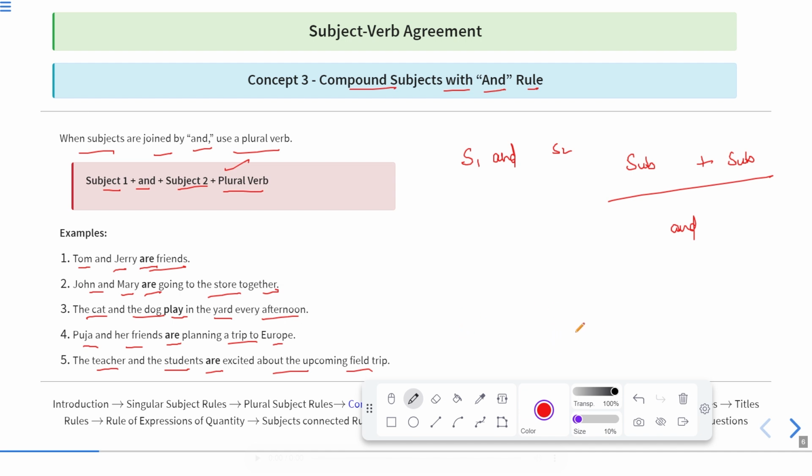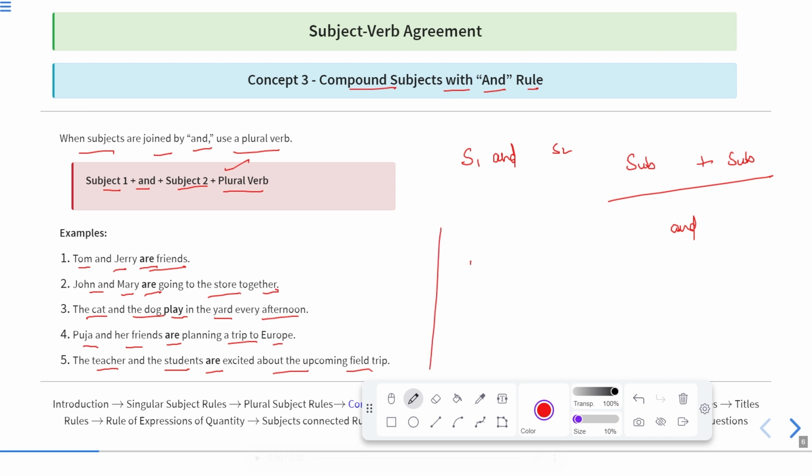So the rule is the same: when we have a plural subject, we will add a plural verb. Now, we should see whether the subject is plural or not. If I add two subjects together with the help of "and", obviously they will be two. And if they are two, we will use a plural verb with it.